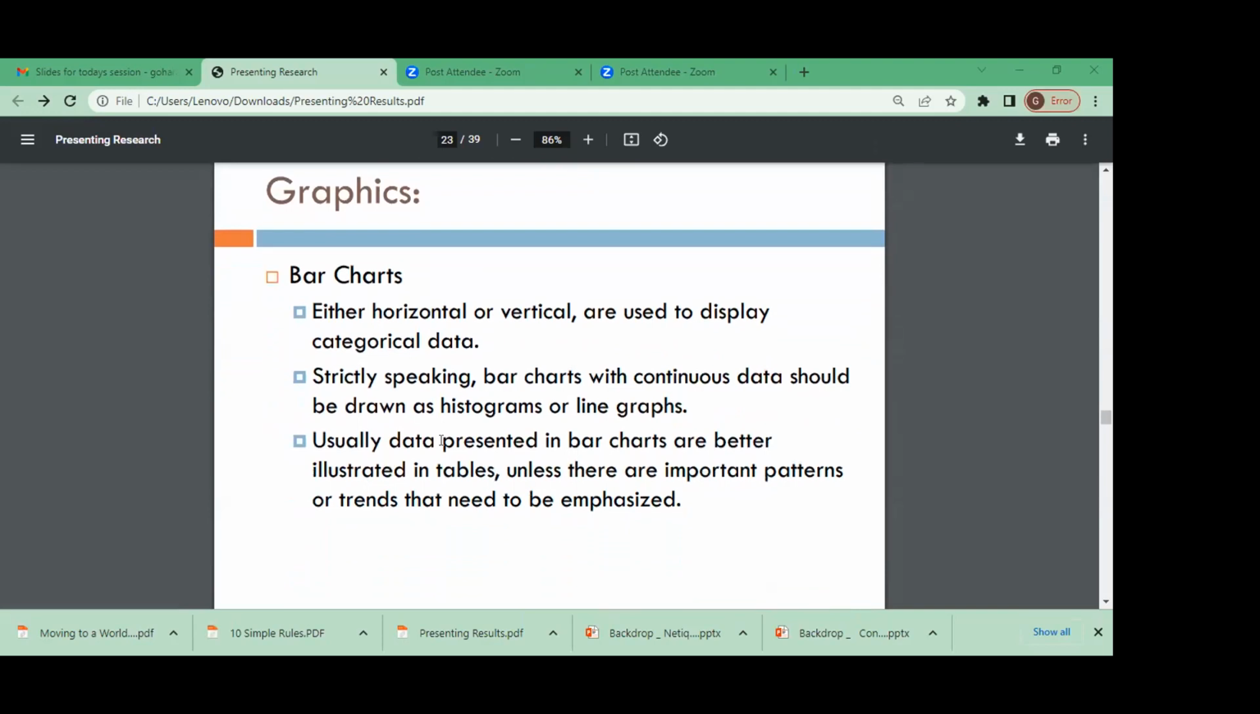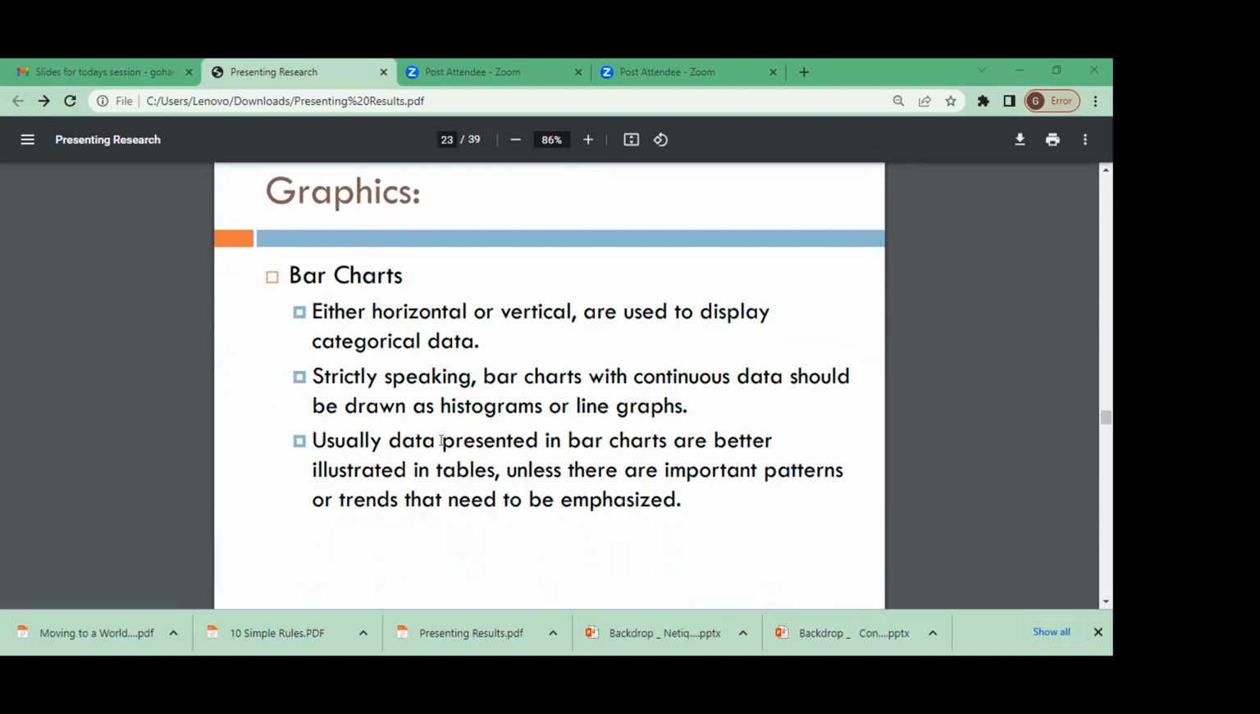Then there are bar charts. While you're constructing the various charts, the bar chart is one of the very commonly used types of charts in sciences as well as social sciences. Either horizontal or vertical, they are used to display categorical data. So know this, simple bar charts are most of the time used to report categorical data. But if you have quantitative variables, you can use histograms to report your results.